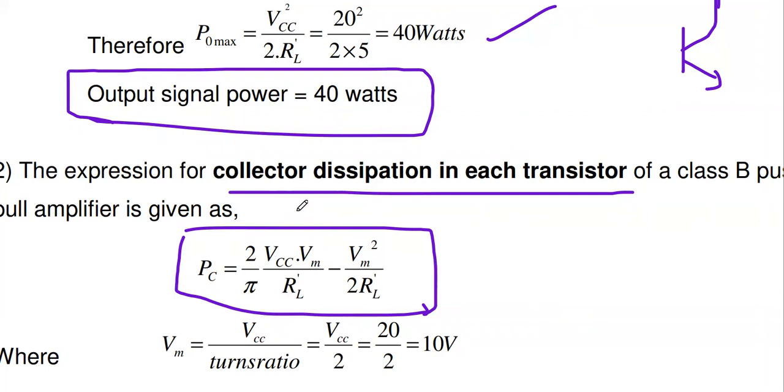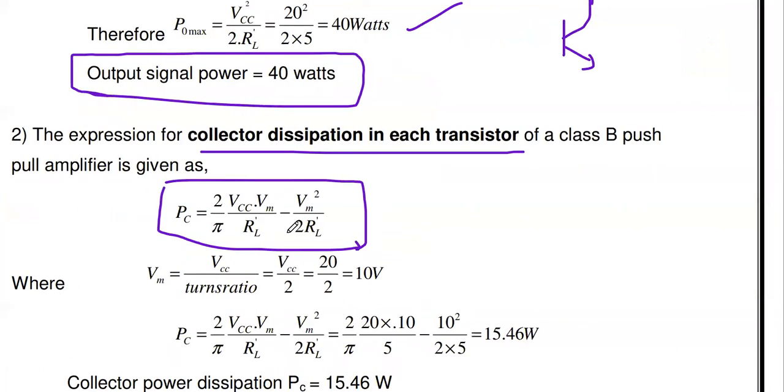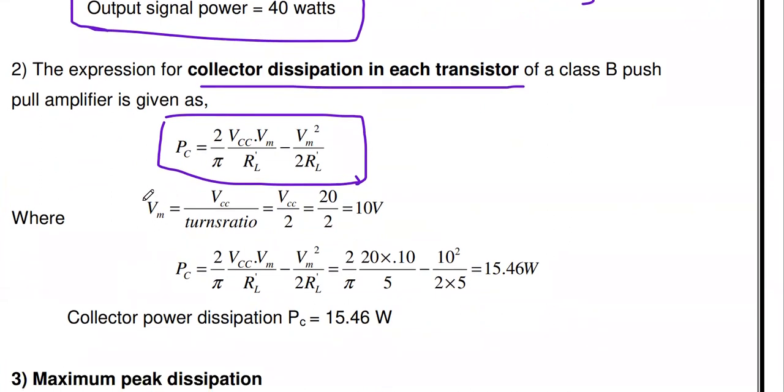So here VCC you know, RL dash just now calculated. Then VM. What is VM? VM is the peak output voltage. Okay, so VM is not given in our problem, so we have to find VM first. So what is VM? VM is nothing but the supply voltage divided by the turns ratio. So what is the turns ratio given? 1:2. Okay, so VM is nothing but VCC divided by 2. So that's why it is 10 volt.